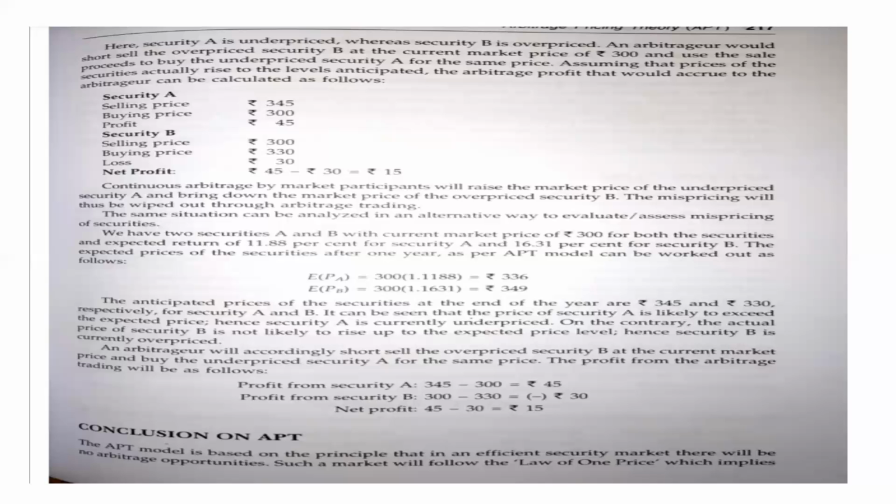Now we are saying they will short sell the overpriced security at the current price and buy the underpriced security. With the money that we got by selling the overpriced security, we will buy the underpriced security and thereby make a profit. That is what they are saying.